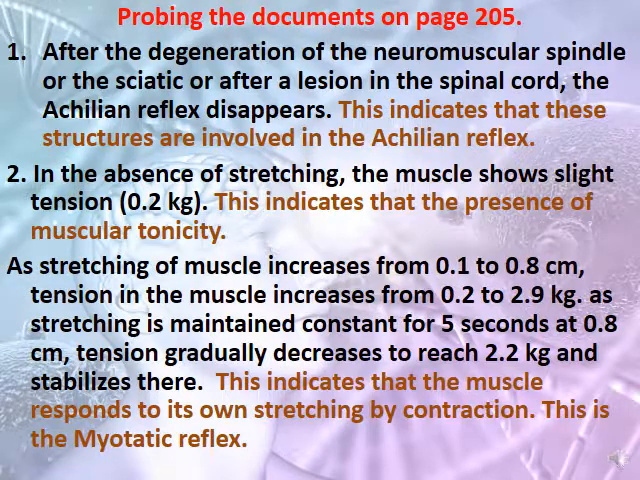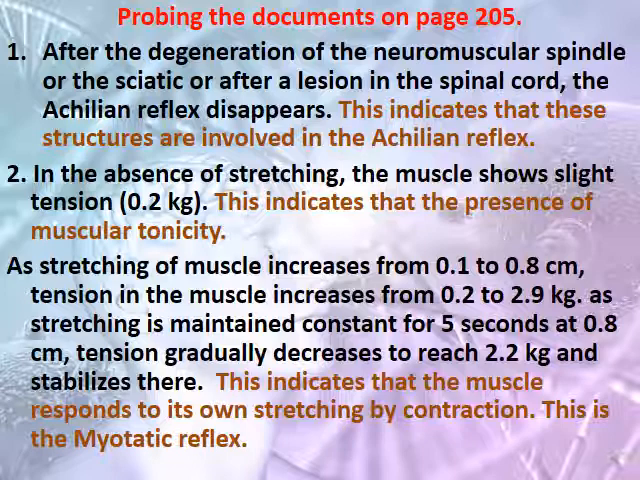So as I said, number 1, after degeneration of the neuromuscular spindle or the sciatic nerve, or after a lesion of the spinal cord, the Achilles reflex disappears. This means that these structures are involved in the Achilles reflex. Neuromuscular spindles, the sciatic nerve, and the spinal cord are all involved in the Achilles reflex. In the absence of stretching, the muscle shows slight tension, 0.2 kilogram. This indicates the presence of muscular tonicity.